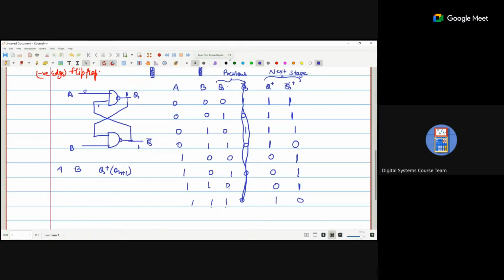So you can check, when both A and B are 1, 1, what is your previous output? If it is 0, your next output is 0. If it is 1, your next output is 1. Okay, previous is 0, next is 0. Previous is 1, next is 1. So I can write as Qn plus 1 is the previous output.